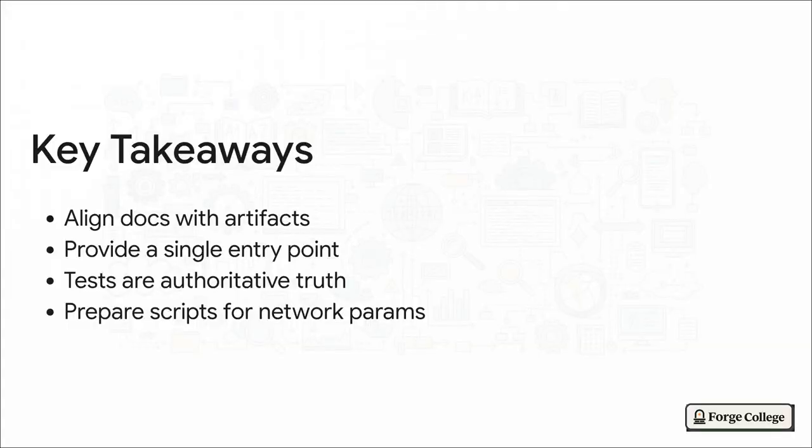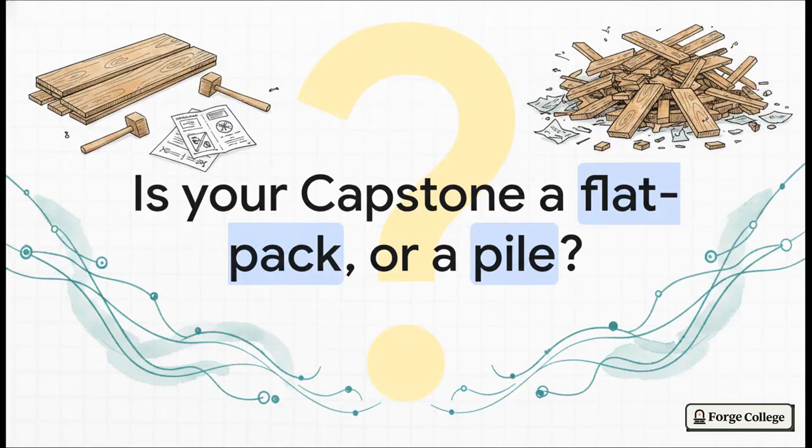To wrap up today's explainer, I want you to keep these 4 massive takeaways in your back pocket. Number 1, always align your documentation with your live, actual artifacts. Number 2, provide that single magical entry point for reviewers to run everything. Number 3, use your automated tests as the undeniable truth for expected behavior. And number 4, prepare your deploy scripts to accept network parameters so that making the jump from local node to public testnet is seamless. So I'll leave you with this one question to think about.